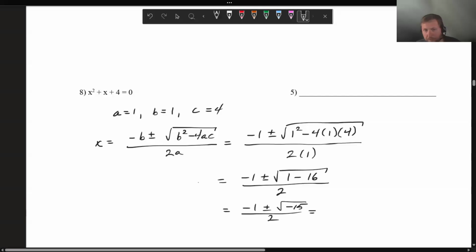So now the 15, I can't really do anything with that. So that's going to stay inside the square root, but it's a negative 15, which means I can write this as i times radical 15.